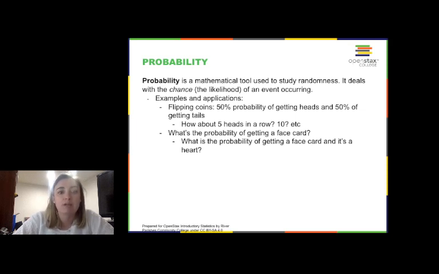Another example would be, what is the probability of drawing a face card out of a deck of cards? Well, you have 52 cards in a deck. How many of those are face cards? Then you would use that to determine the probability of getting a face card with one draw. But then we can take this further and discover what is the probability of getting a face card, and that face card is a heart. So these are the types of methods we're going to focus on for the first part of our statistics course.